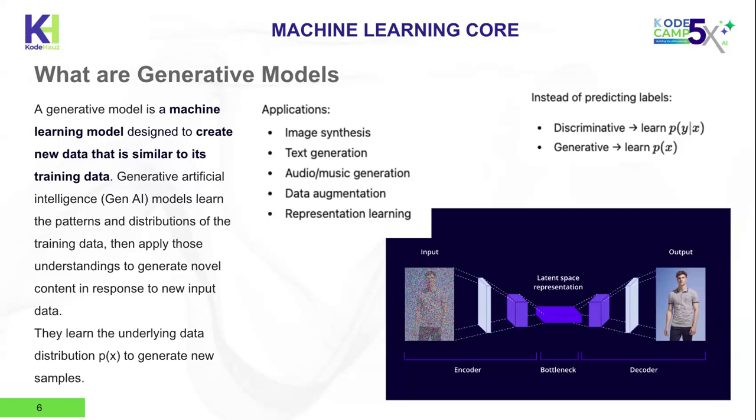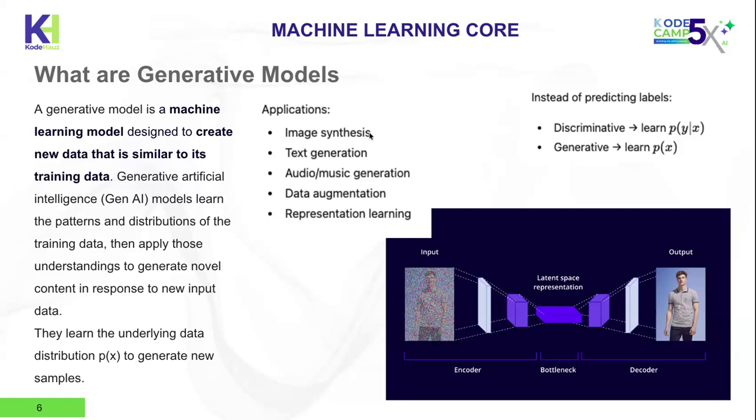So instead of predicting labels, which is what a discriminative model would do, you're asking it to learn the probability of y given x. That is what the classifiers and other predictive models do, right? But in a generative model, you are asking it to learn the probability of the X, the input itself, not the probability of the label given a specific input. That's the difference.